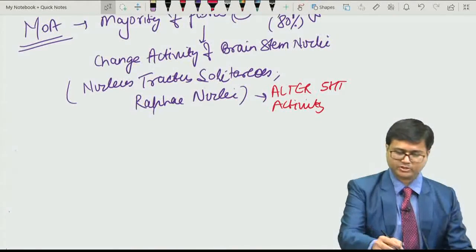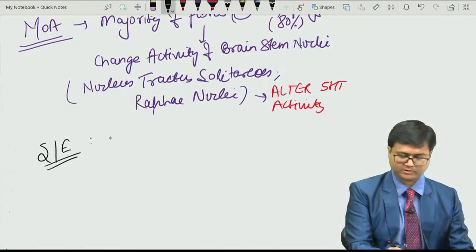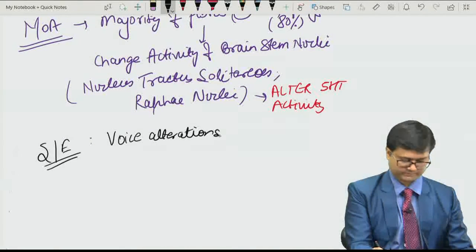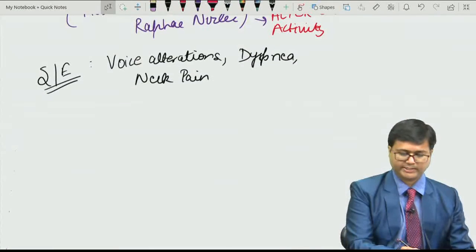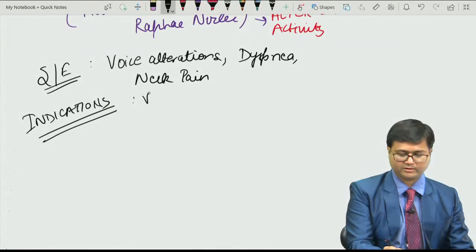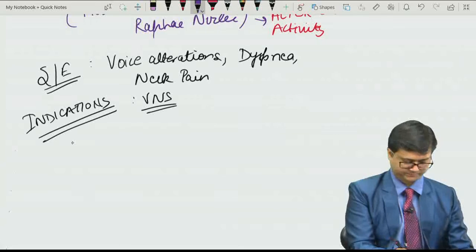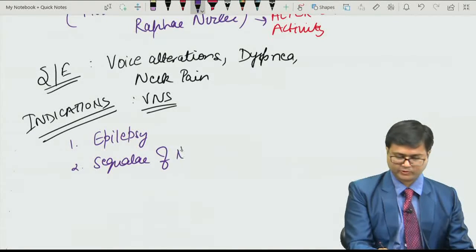Now what are some of the side effects? Some of the important side effects include voice alterations, dyspnea, and neck pain. Now some of the various indications of using vagus nerve stimulation include epilepsy, then sequelae of neurological syndromes.